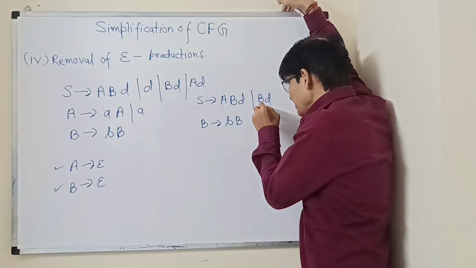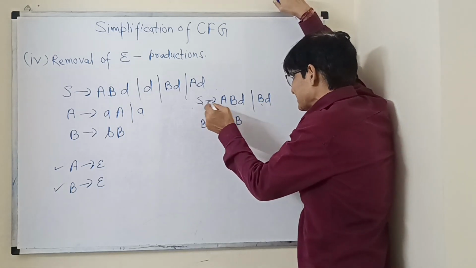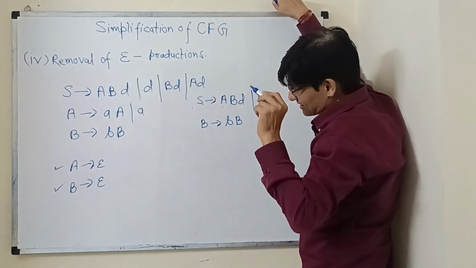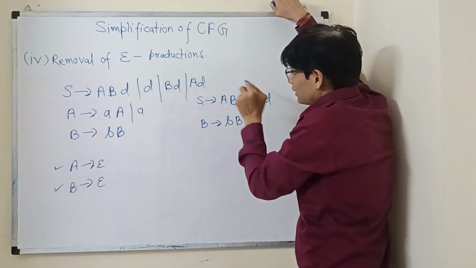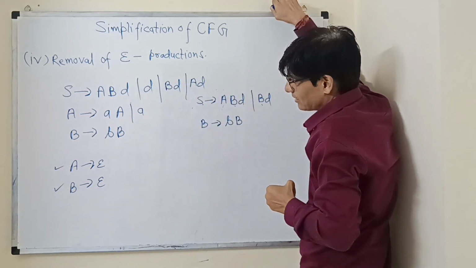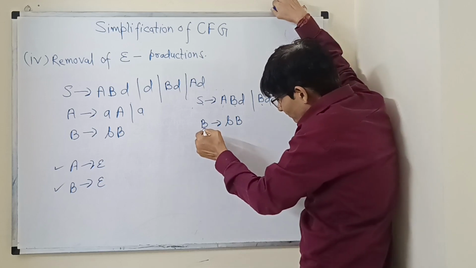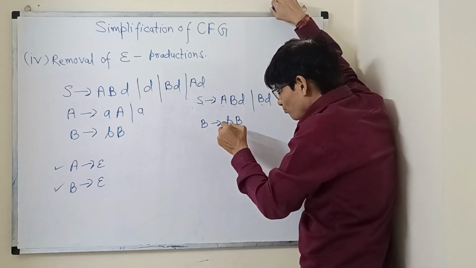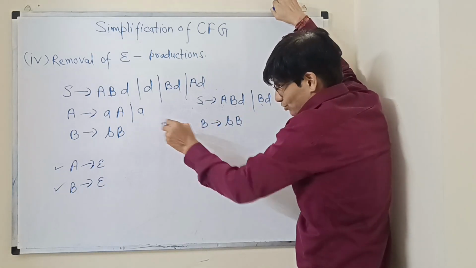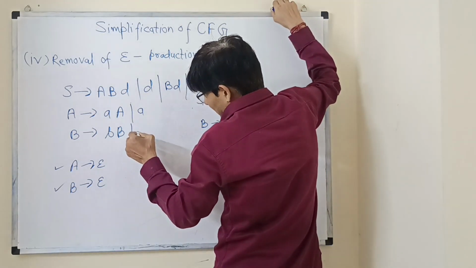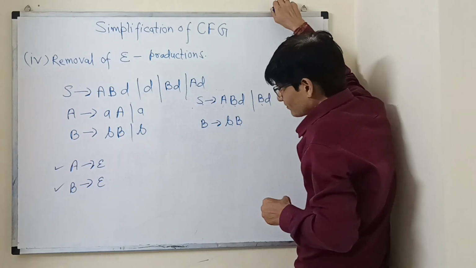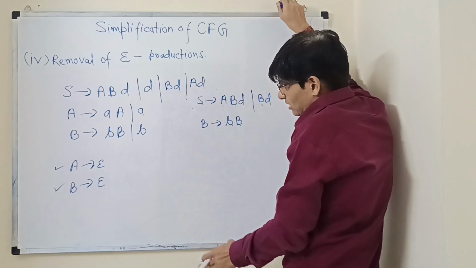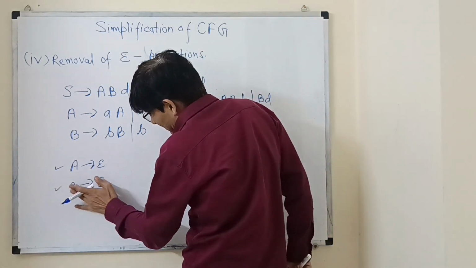Now if I replace B with epsilon in this production, it becomes S gives D. S gives D is already there, so we will not add one more production with the same terminal. Now if we replace B here with epsilon, it becomes B gives b, which is not there in the original grammar. So I can add one more production here like this. Now we have considered all productions, and we have removed B gives epsilon also.